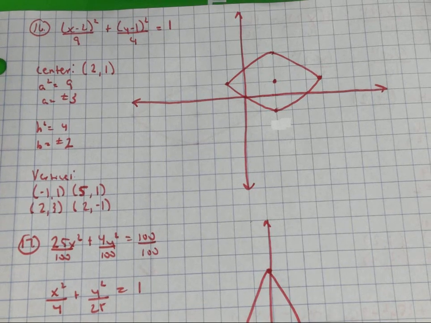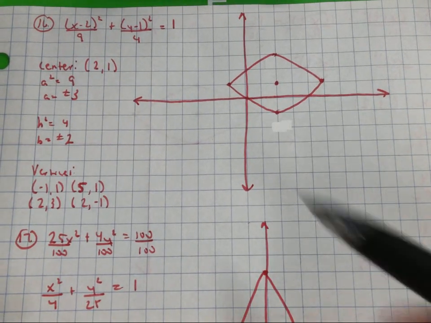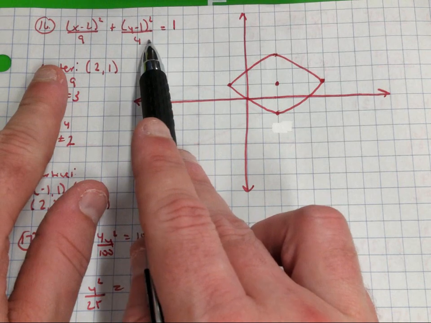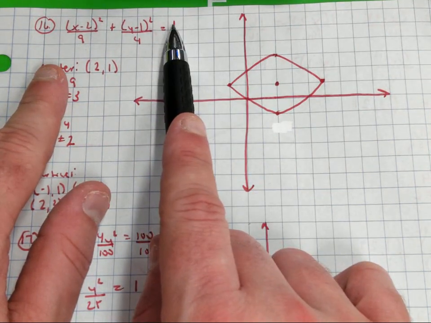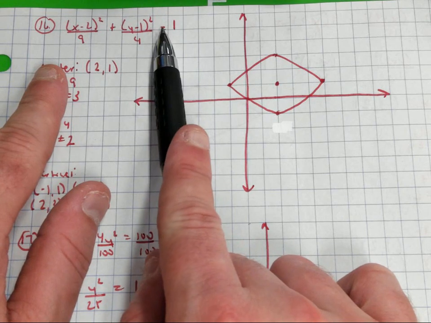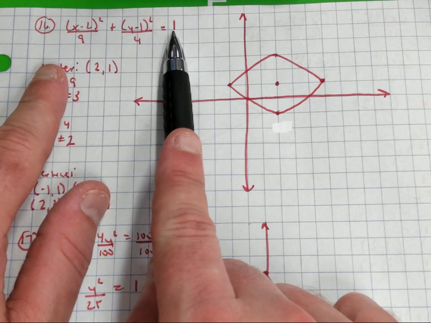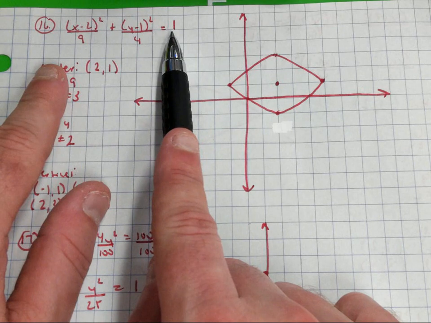You have this problem. (x minus 2) squared over 9 plus (y minus 1) squared over 4 equals 1. First thing I check, is it set equal to 1? Yes. That's in standard form. Alright.